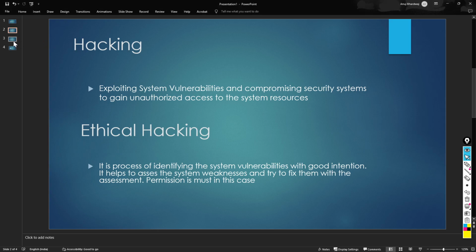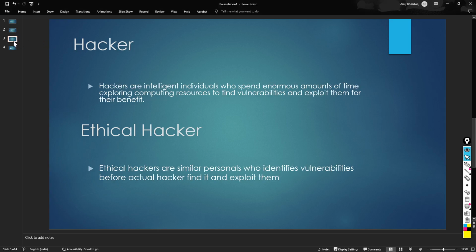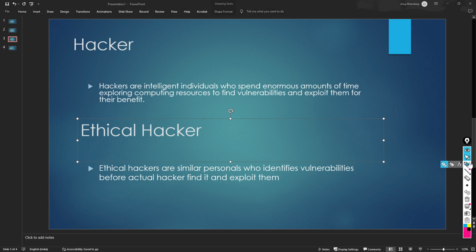Next, what is a hacker? Hackers are very intelligent persons, I would say, because they are smart enough to see things. They are quite good at finding out weaknesses. They are intelligent individuals who spend enormous amounts of time.